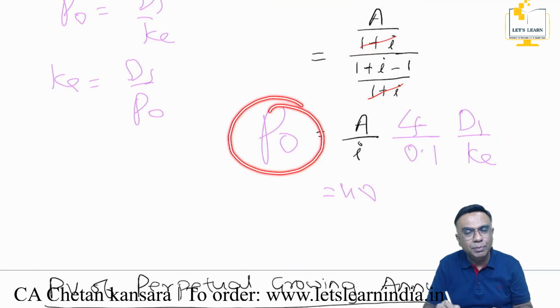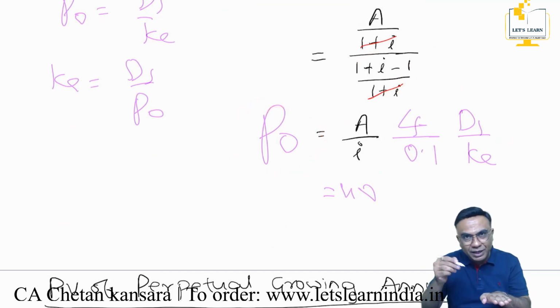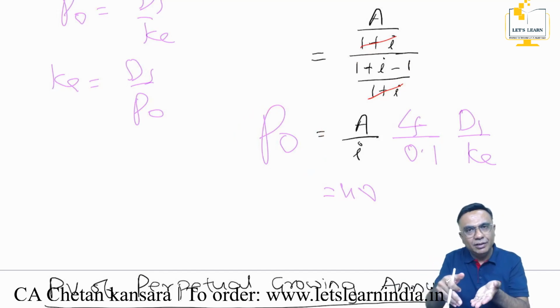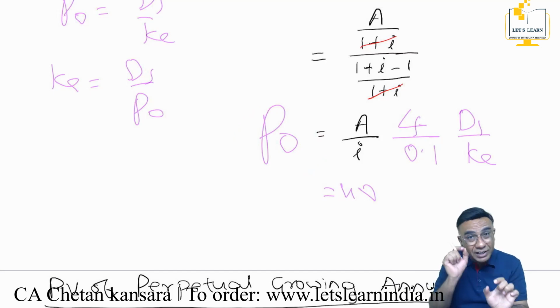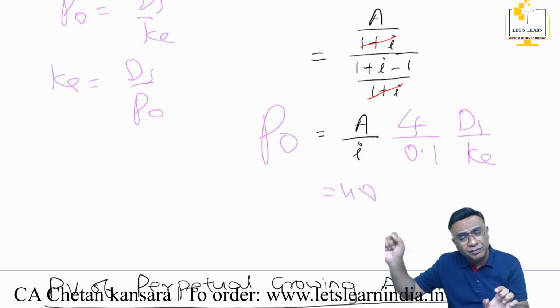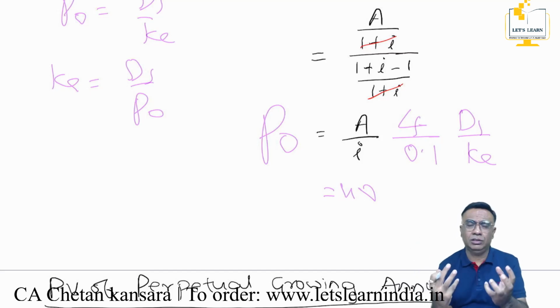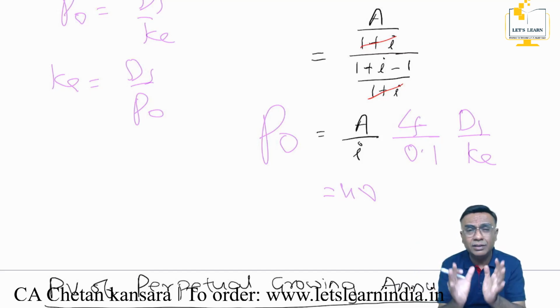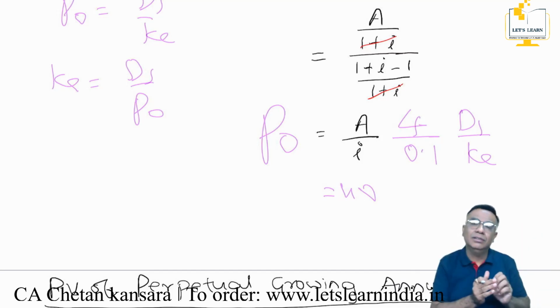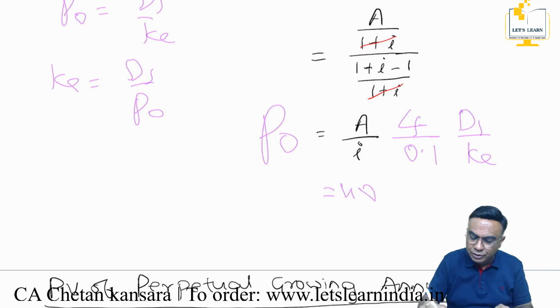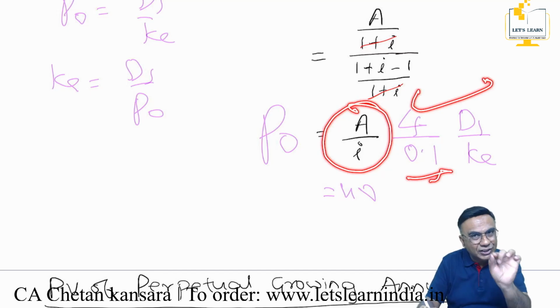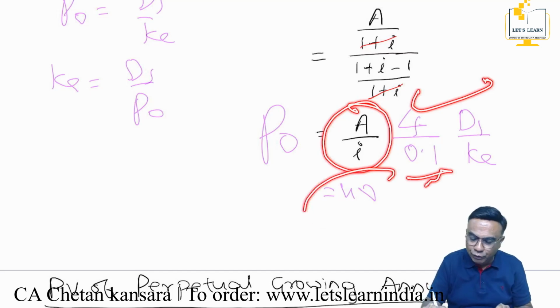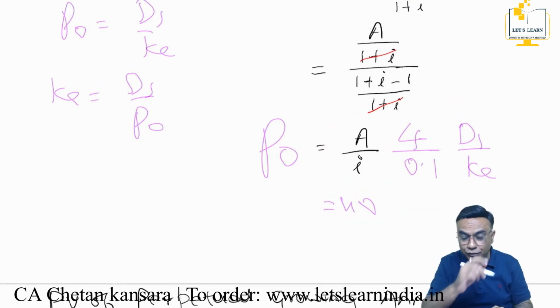So what is P0? Price of a share today is the present value of all future dividends from that share. I repeat, price of a share today should be the present value of all future dividends from that share, discounted at the required rate of the investor, the shareholder. So this is A upon I. Say 4 rupees dividend and 10% is the expected return by the equity shareholder, then 40 rupees should be the price of the share.